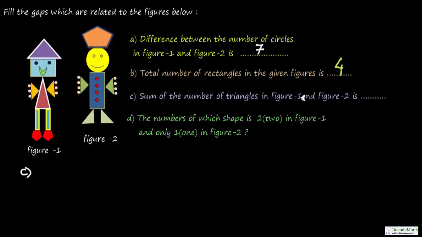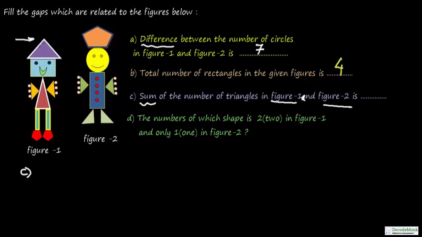So the sum of the number of triangles in figure 1 and figure 2 is... Here you have to count the number of triangles in figure 1 and figure 2, and find out the sum. Sum means addition and difference means subtraction. This thing you have to know over here. So let's count the number of triangles.